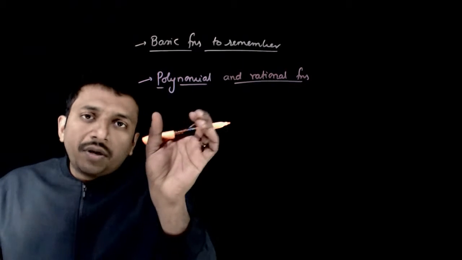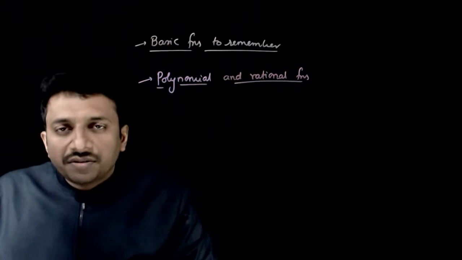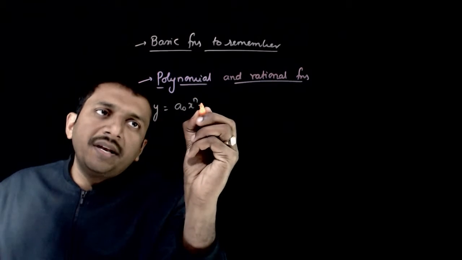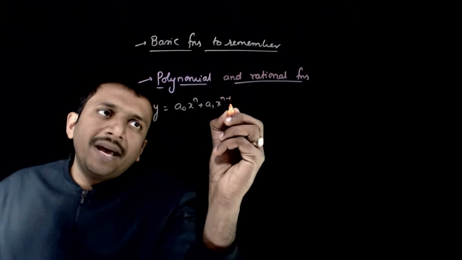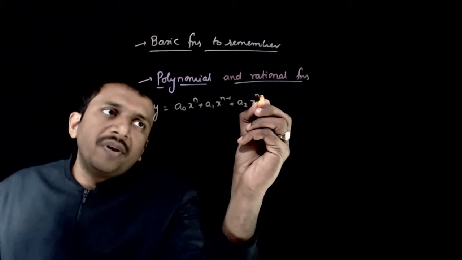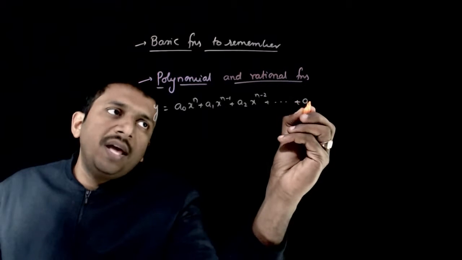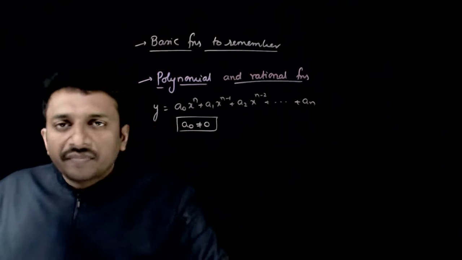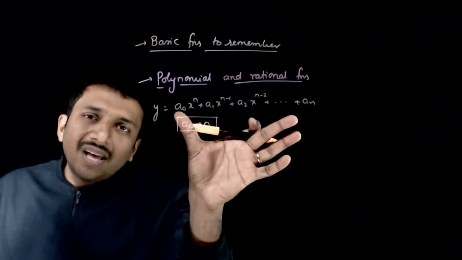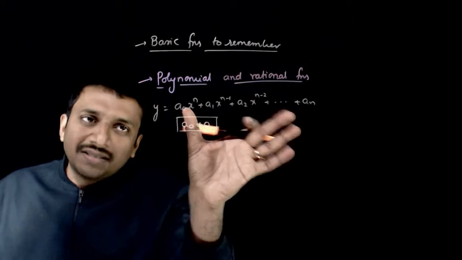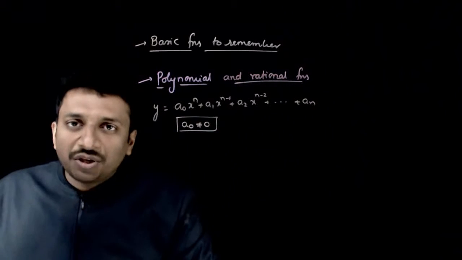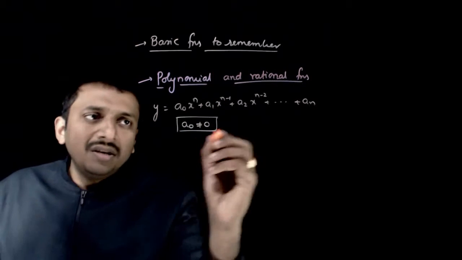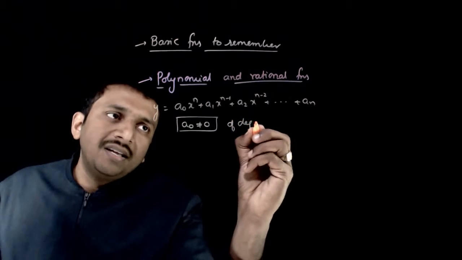So the next type of functions that we're going to see are polynomial and rational functions. If you take y is equal to a naught x power n plus a1 x power n minus 1 plus a2 x power n minus 2 plus so on up to an, where a naught not equal to 0. This is a polynomial which you know of in your lower classes. If y is a polynomial expression of x, then this function is called a polynomial function of degree equal to n.